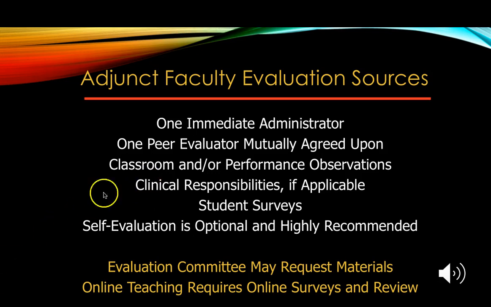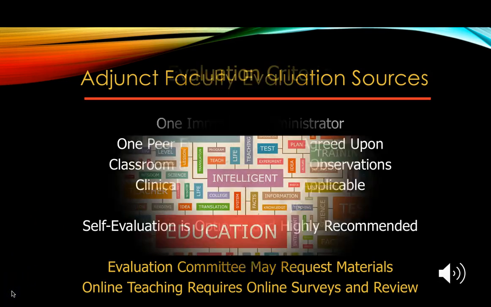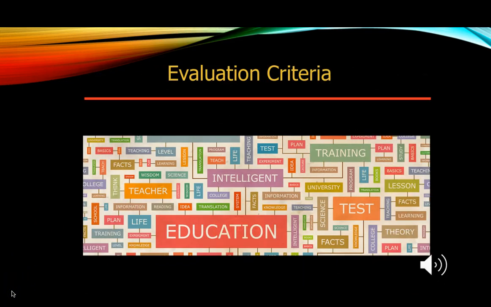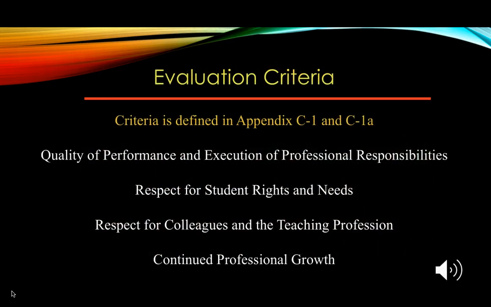Evaluation criteria. The criteria for faculty evaluations is clearly defined in Appendix C1 and C1A of the current contract. The list includes the following general criteria, is not all-inclusive, and is not intended to eliminate from consideration additional standards of performance common to the profession.